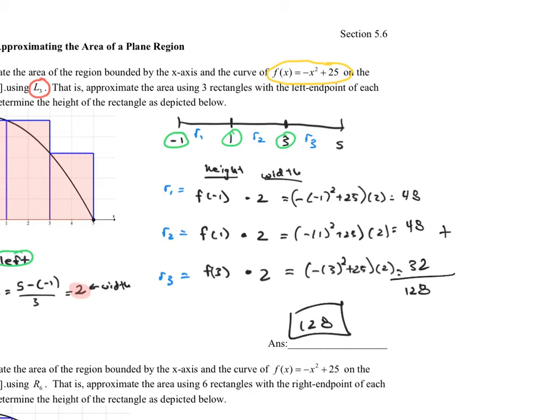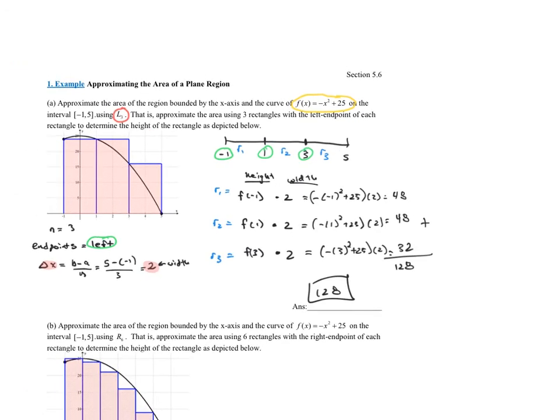Again, this is area. This would be units squared, but because we're on the XY plane, we don't have a label for units. If this were a real world problem, let's say it was inches or something like that, your answer would be 128 inches squared. Okay, so what is our estimation of the area beneath the curve of negative x squared plus 25 on the interval from -1 to 5 if we use the left endpoint in three rectangles? The answer is 128.